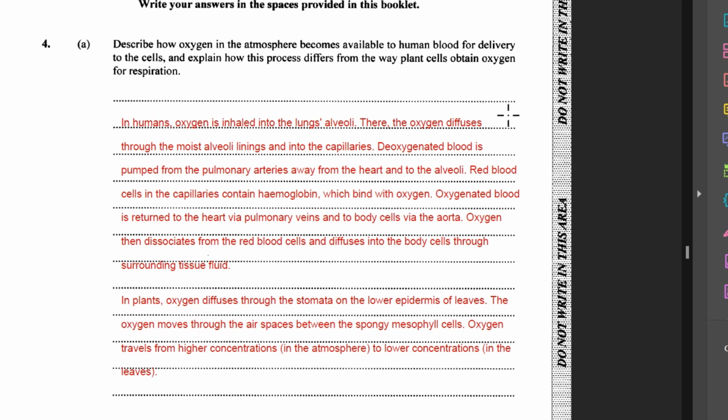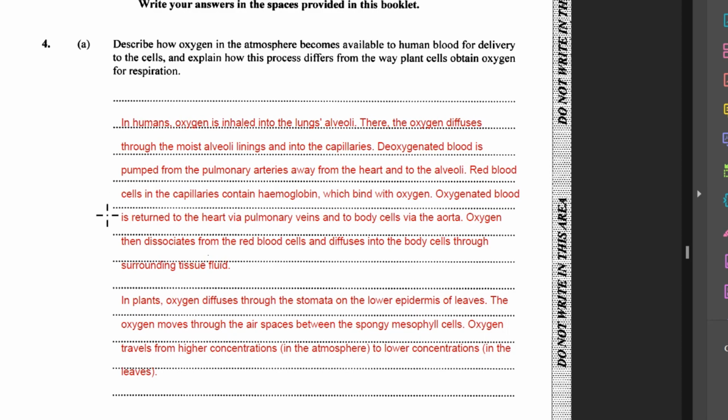Now what would happen is that the deoxygenated blood is pumped away from the heart through the pulmonary arteries to the alveoli. And those red blood cells in the capillaries contain the protein hemoglobin. So hemoglobin in the red blood cells is able to bind with oxygen. That hemoglobin there would be deoxygenated at this point, right? So it would have what you call a high affinity for oxygen. They would take it up very easily.